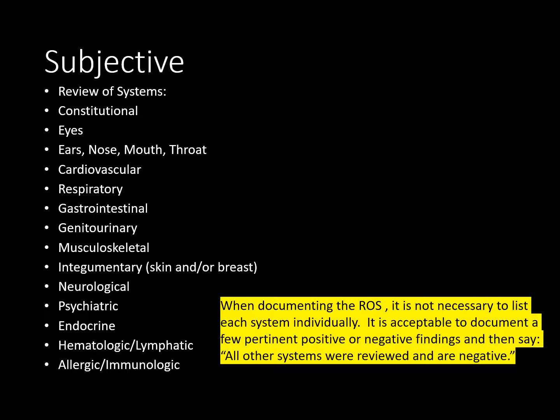All right. The review of systems. Now, it's important to understand that when you're documenting the review of systems, it's not necessary to list each system individually. It's okay to document a few pertinent positive or negative findings and then say all other systems were reviewed and are negative. It's absolutely fine to do that. Or you can make a note that says all systems negative except for those covered in the HPI. So that's review of systems. So you're going to have a review of systems or ROS area. And I'm certainly okay with you writing in there all negative except for those mentioned in the HPI.